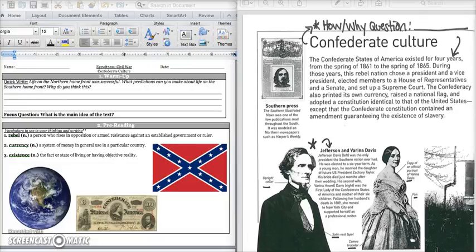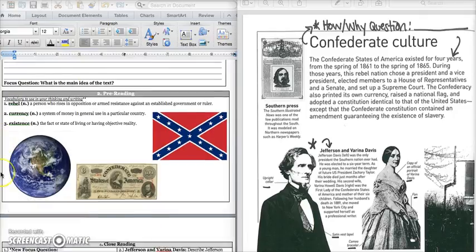Our focus question for today is, what is the main idea of the text? When this unit is over, you will have mastered this skill. I'm so confident. In order to find the main idea of the text, the strategy we use is asking a how or why question about the title. Go ahead and create your how or why question.